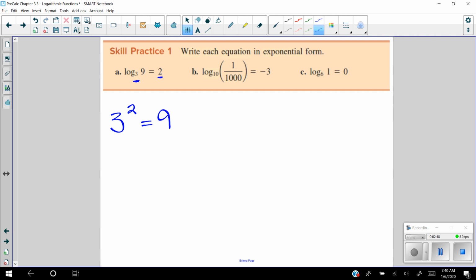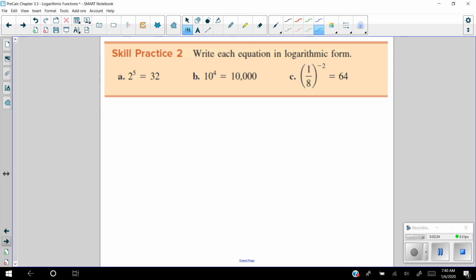In B we have log base 10 of 1/1000th equals -3. So the base is 10, the exponent is -3, equals 1/1000th. Is that true? Yes, because a negative exponent flips your base, so that would be 1 over 10 cubed. 10 cubed is 1,000. Okay, last but not least, log base 6 of 1 equals 0. Base is 6, exponent is 0, equals 1. 6 to the 0 power equals 1. Yes, that's true. Anything to the 0 power is 1.